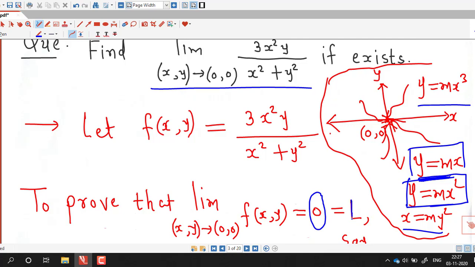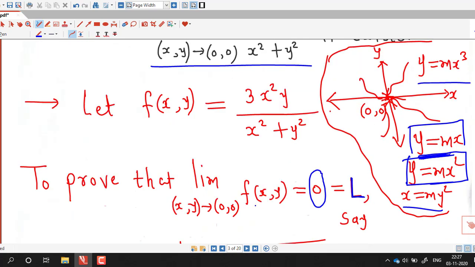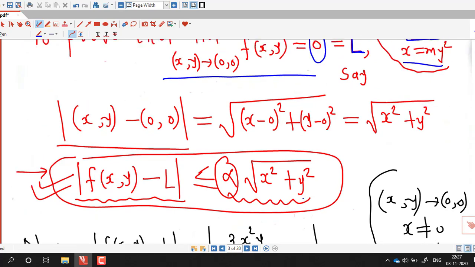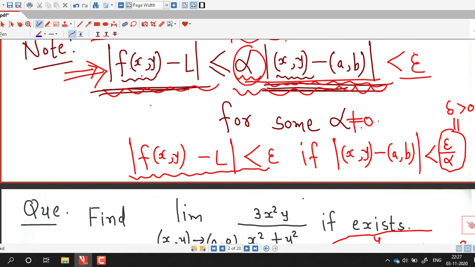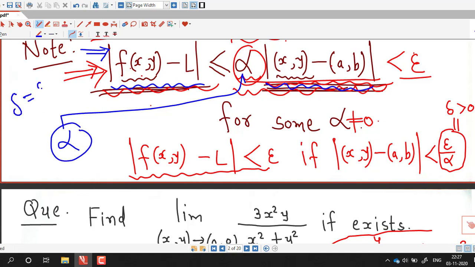So from that we find out the value of capital L. Then we try to prove that 0 is actually the limit of this function. So for that we are using the definition, and you just have to remember this inequality. Try to prove this inequality, that the distance between f(x,y) and L is less than or equal to alpha times the distance between (x,y) and (a,b). So if the limit exists, then you will always be able to find the value of alpha, and your delta will be epsilon over alpha. And if the limit does not exist, then you will have some difficulty in proving this part. So you can try finding out different paths along which the limit is different.